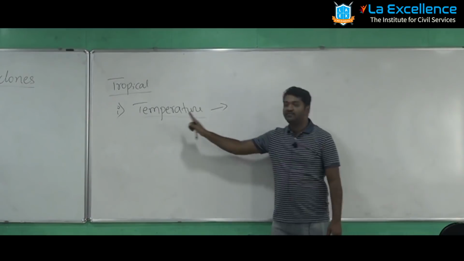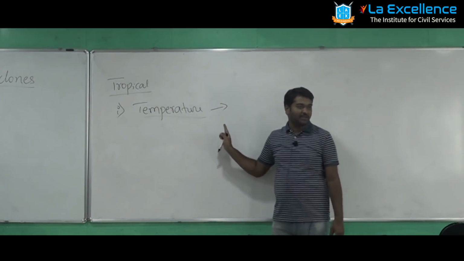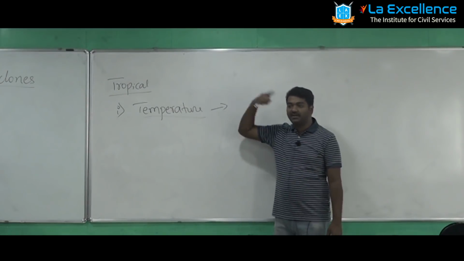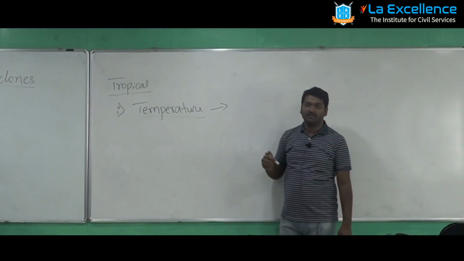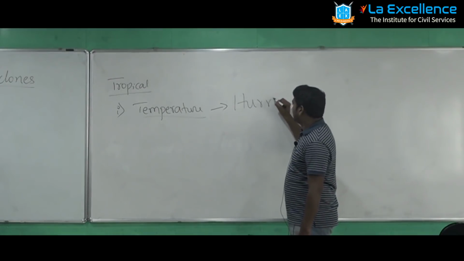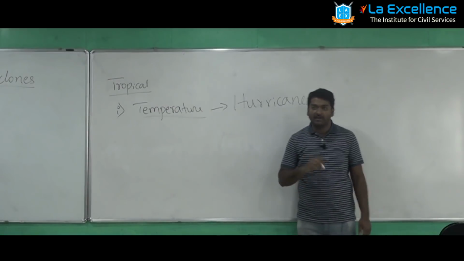Distribution on the basis of temperature. Okay, distribution on the basis of temperature. Which are the three seas where you find, on the western side of the ocean, you get cyclones? First important thing is hurricanes, present closer to North America.